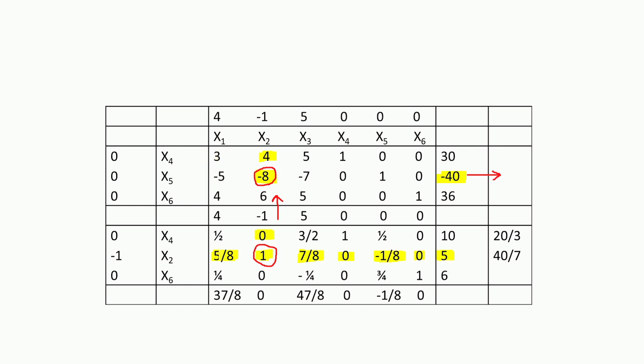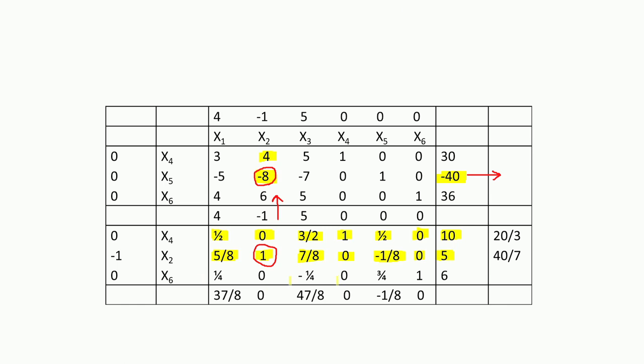So 3 minus 4 times 5 by 8, 3 minus 20 by 8, which is 4 by 8, which is 1 by 2. 5 minus 4 times 7 by 8, so 5 minus 28 by 8, 12 by 8, 3 by 2. So 1 minus 4 times 0 is 1. 0 minus 4 times minus 1 by 8 is plus half. 0 minus 4 times 0 is 0. 30 minus 4 times 5, 20, is 10. So we have completed the first row.